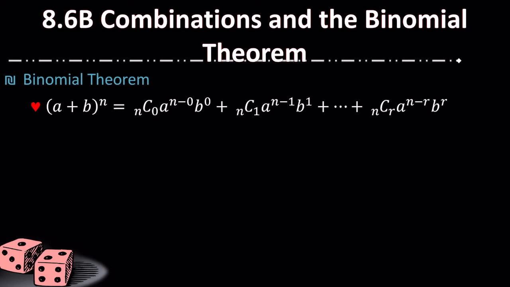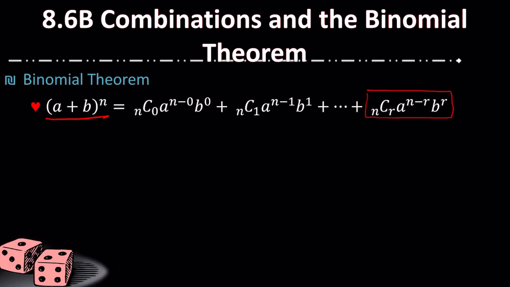Wow, that looks complicated. Well, let's break it down. So this is (a + b) to the n. That's a binomial, and we're raising it to some exponent. So this is like (x + 3) cubed, or something. The important one to recognize is that.